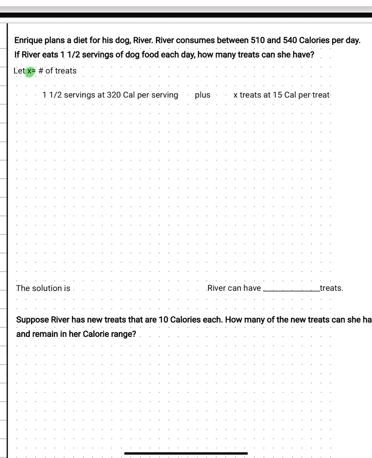We do know that 1.5 servings of food that she's having at 320 calories per serving. So we're going to have to calculate the full calories for that. Plus, she's getting an X amount of treats that are 15 calories each, but she has to stay within the 510 and 540 calories per day. So let's go ahead and set up an inequality here.